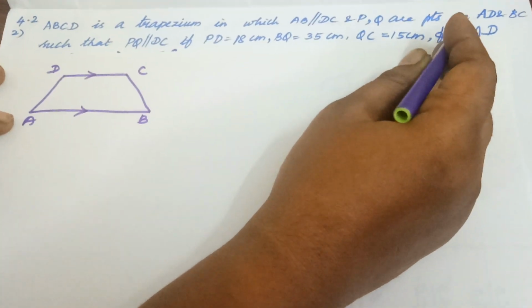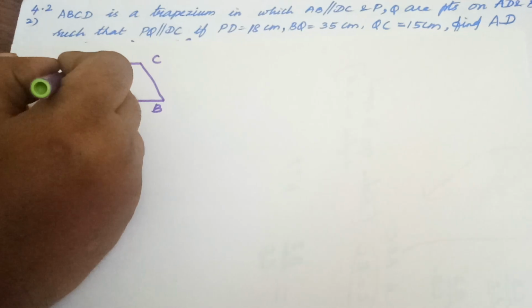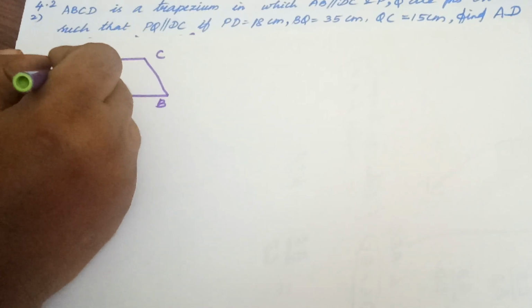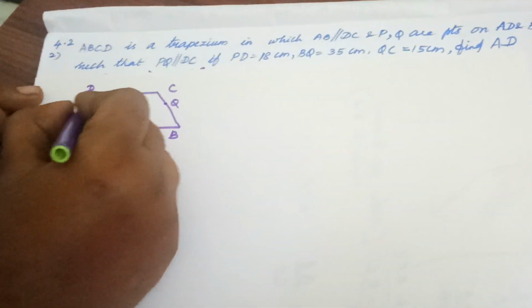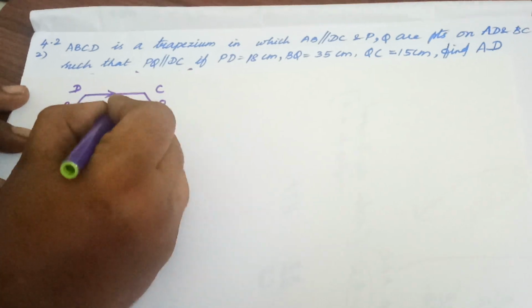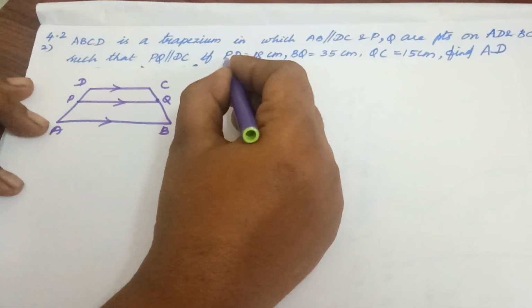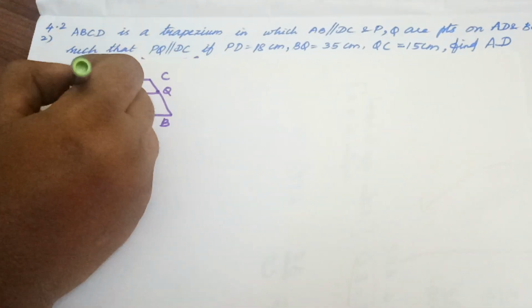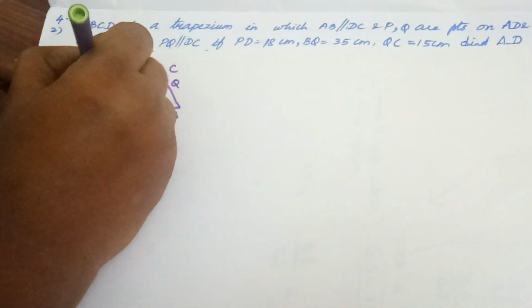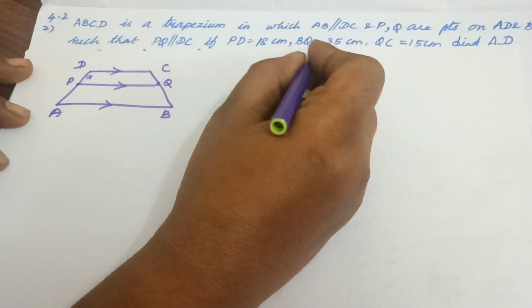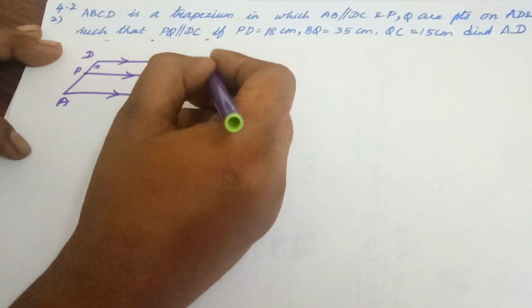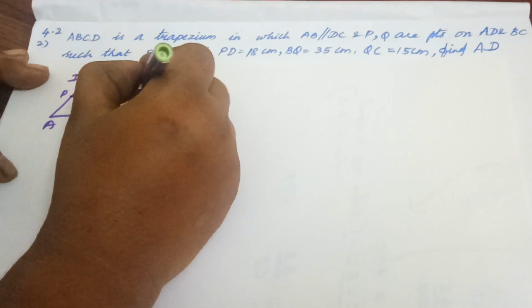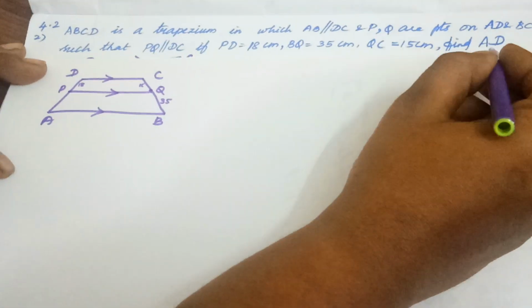P and Q are points on AD and BC respectively. So let us name this point as P and this point as Q, such that PQ is parallel to DC. PQ is parallel to DC. If PD is 18 centimeter, BQ is 35 centimeter, QC is 15 centimeter. Find AD.